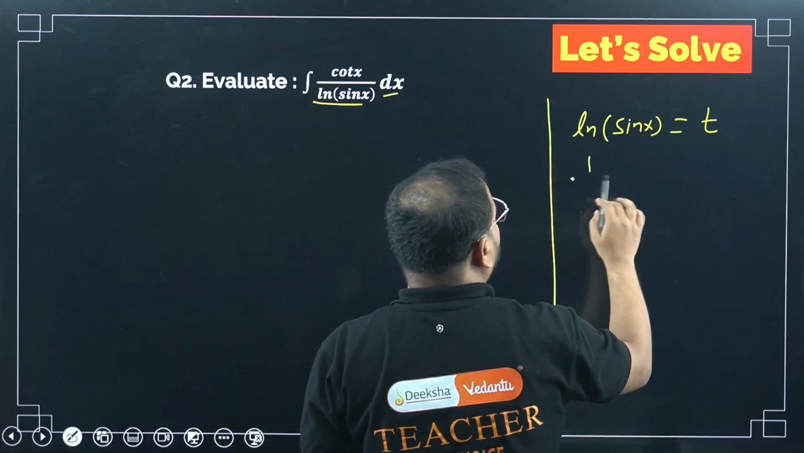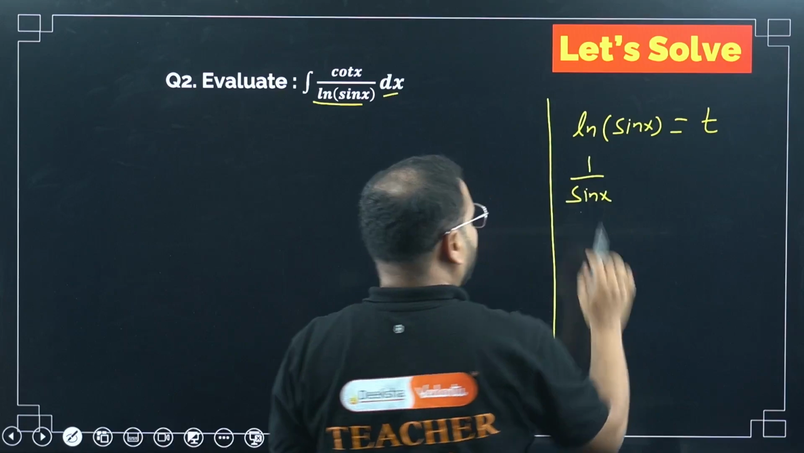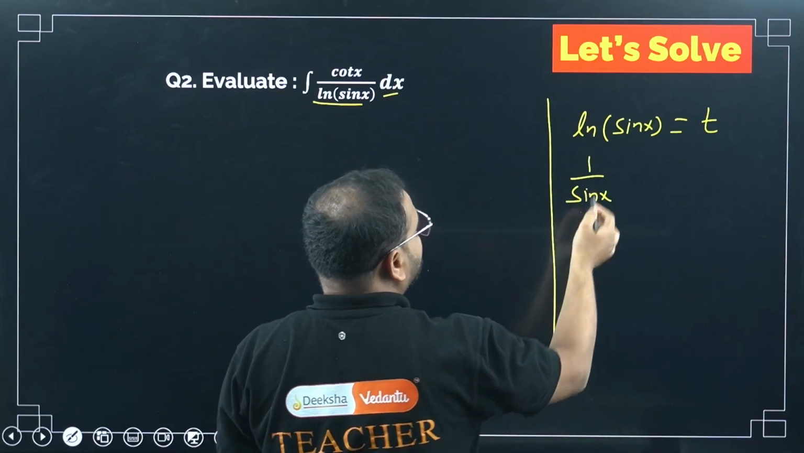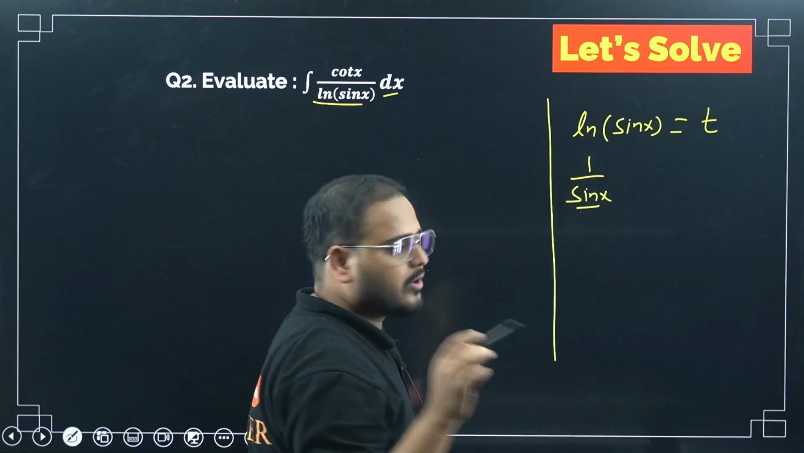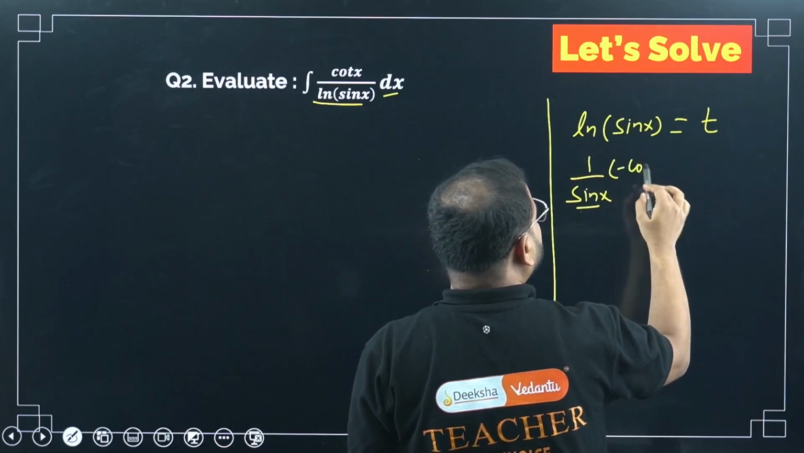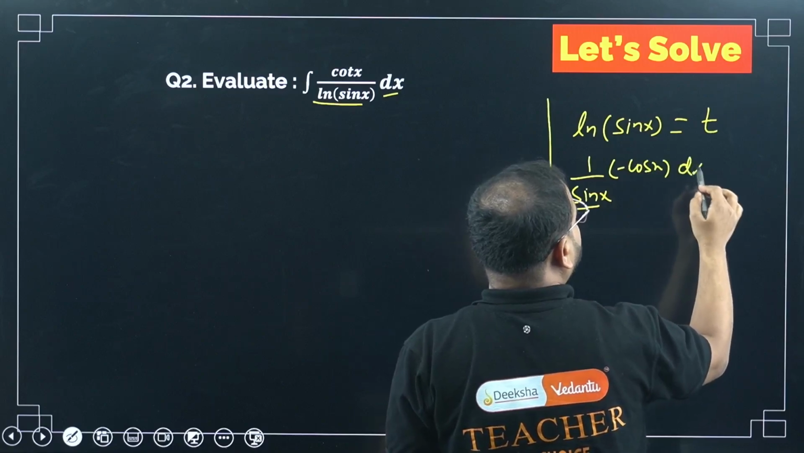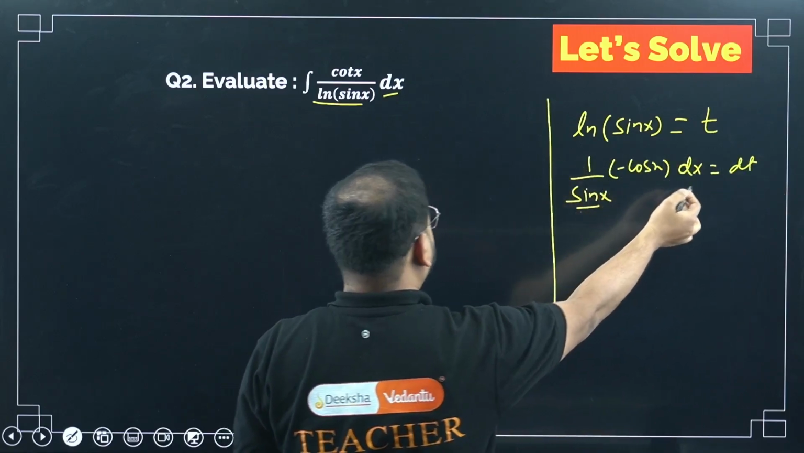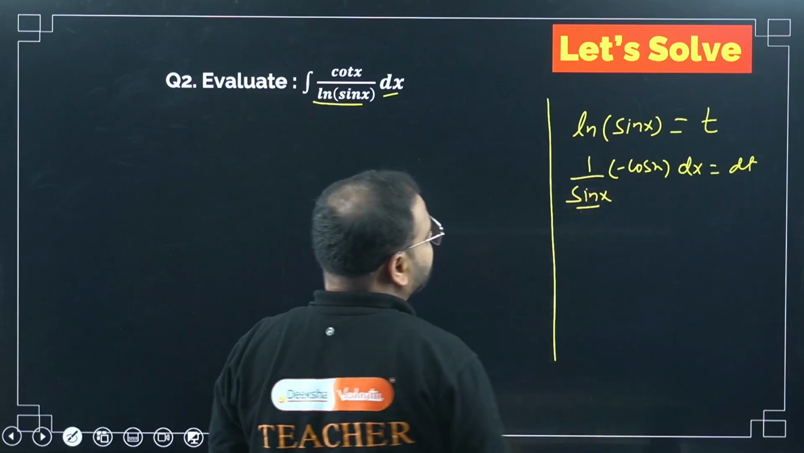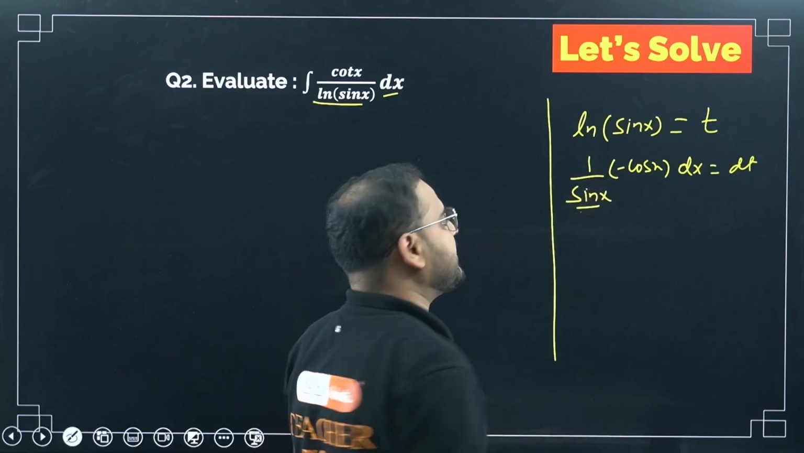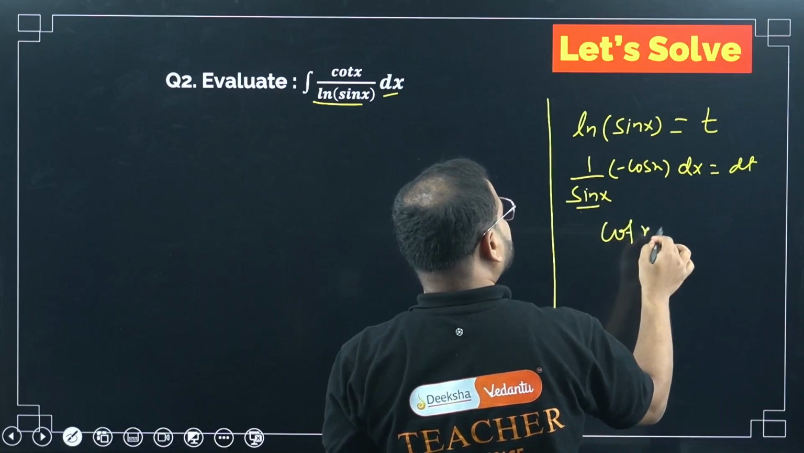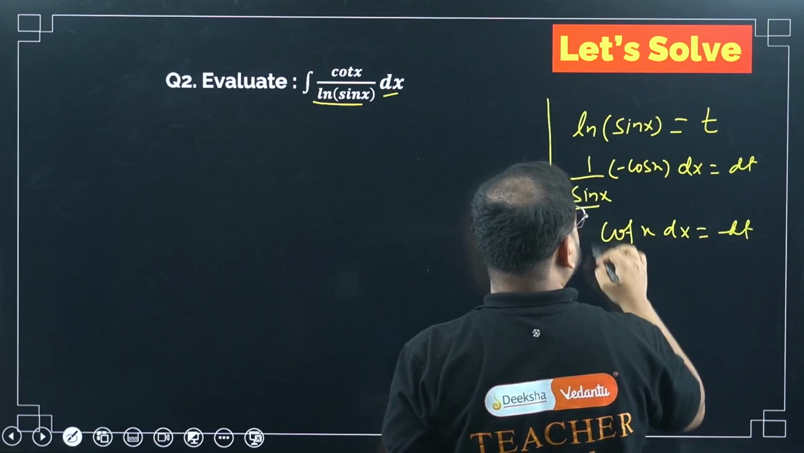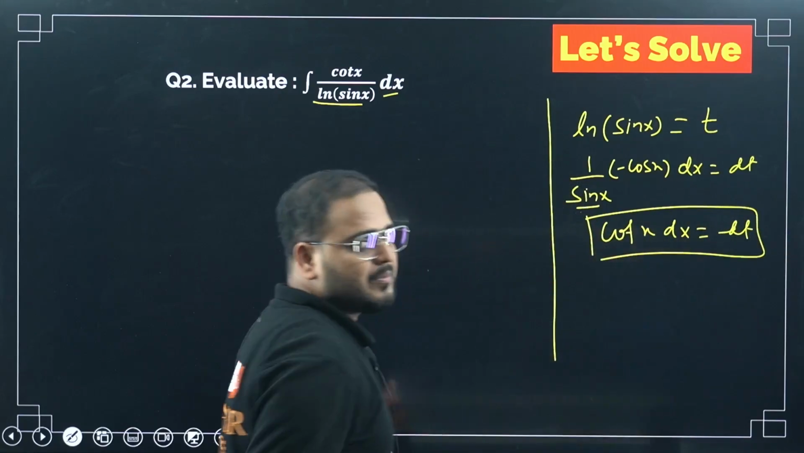How will you do it? 1 upon sin x, 1 upon sin x, and what will this become? Tell me. 1 upon sin x is done. For sin x I have to do the chain rule again. Okay, this will be minus cos x, dx will come and dt will come. Okay, so I want to find the value of dx, right? But I can simplify this. Cos x upon sin x, what will this be? Cot x with a minus sign is there, I'll take minus on the other side, minus dt. Please check here. So my cot x dx can be replaced by minus dt.